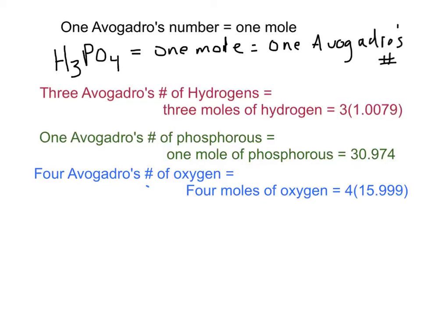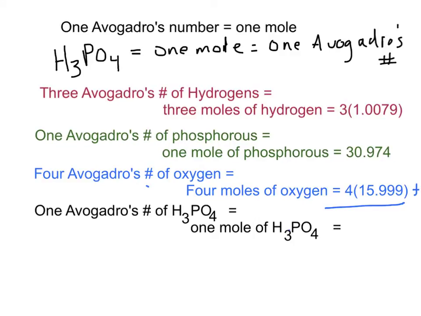So 4 Avogadro's numbers of oxygen is equal to 4 moles of oxygen, which is 4 times the mass of oxygen of 15.999. Now we can take that and add it all up, and we get the total. So in words now, we've got 1 Avogadro's number of H3PO4 is equal to 1 mole of H3PO4, which equals this mass right here. So we can break it down into parts, and they can do it in words or they can actually do it in numbers. So make sure you're ready for both types of questions. So if they ask you what's 1 Avogadro's number of that, then you know.